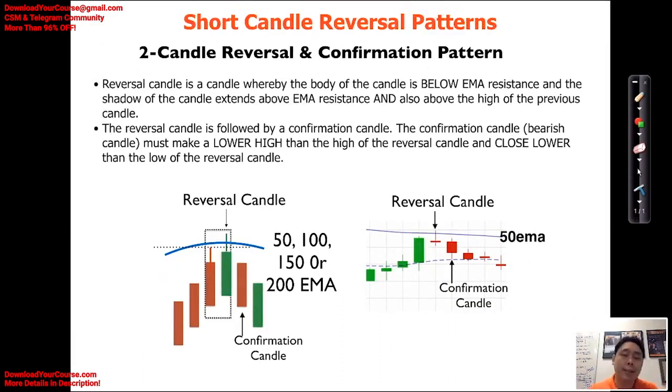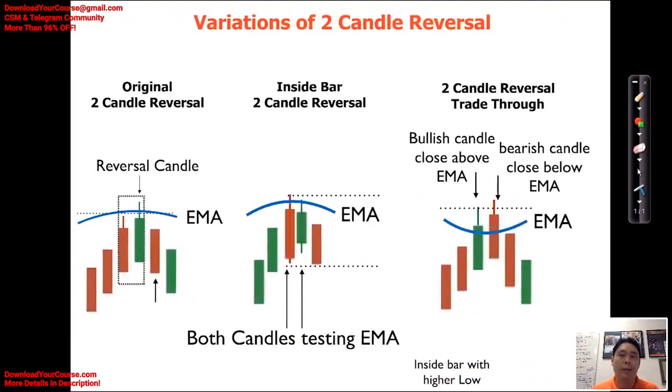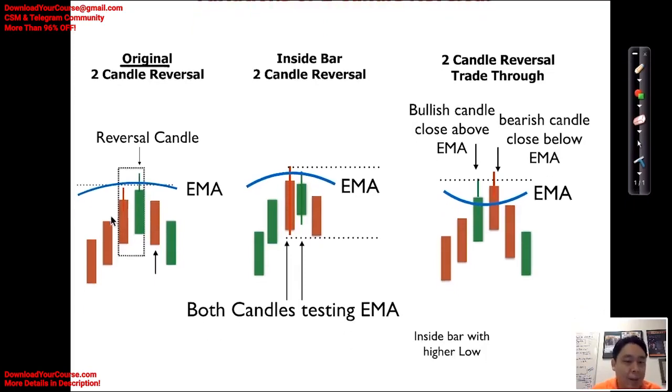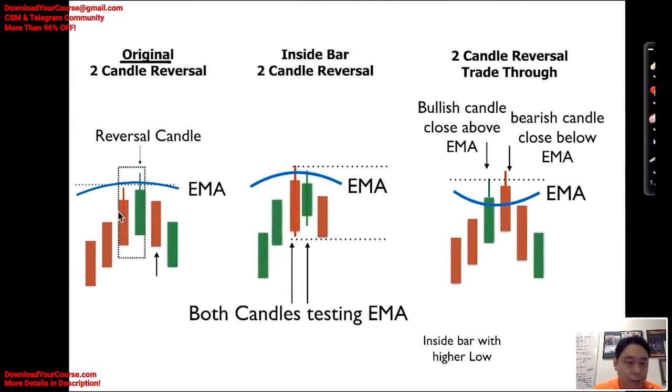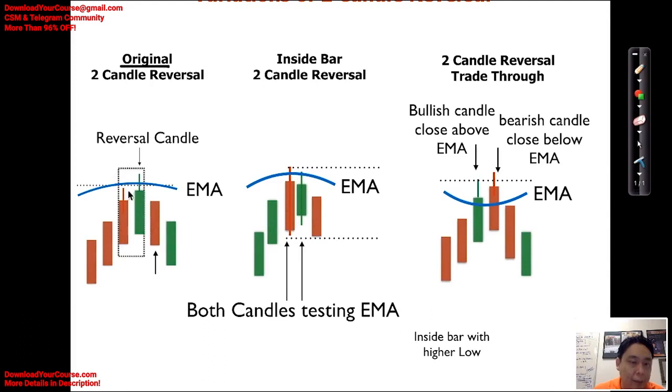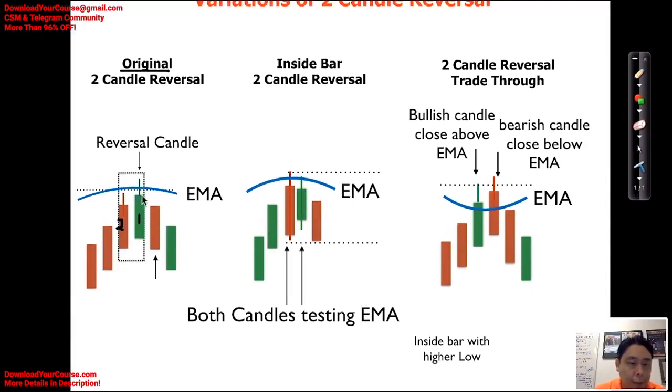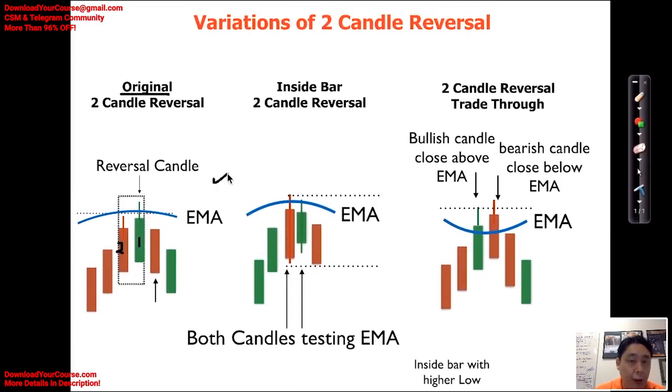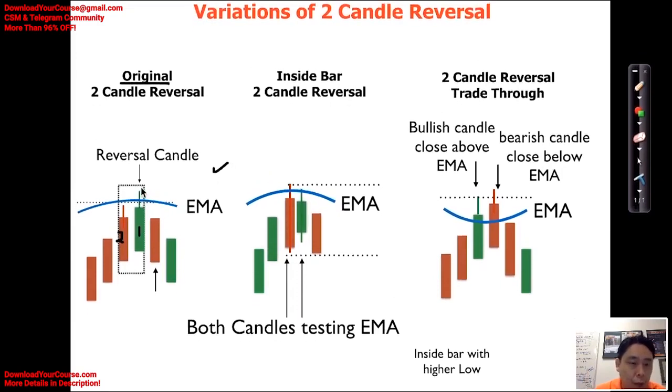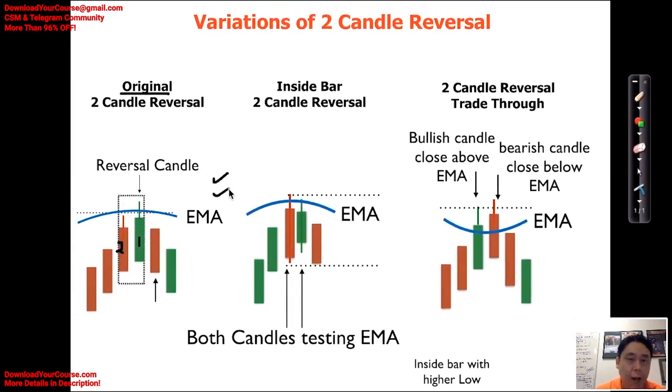All right. So just like the long setup, for the short setup, again, there are a few variations of the 2-candle reversal. The first variation is the original KFC recipe, which I prefer to the spicy. That's the original pattern we just learned, which is you have the reversal candle and the candle before it. That's candle 1, that's candle 2. Again, let's review the criteria. The reversal candle must have the body below the moving average. Check. The upper shadow must cut the moving average. Check.